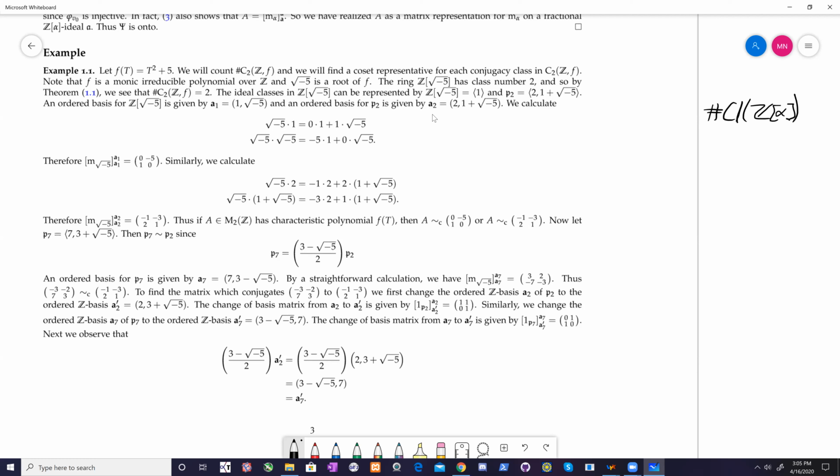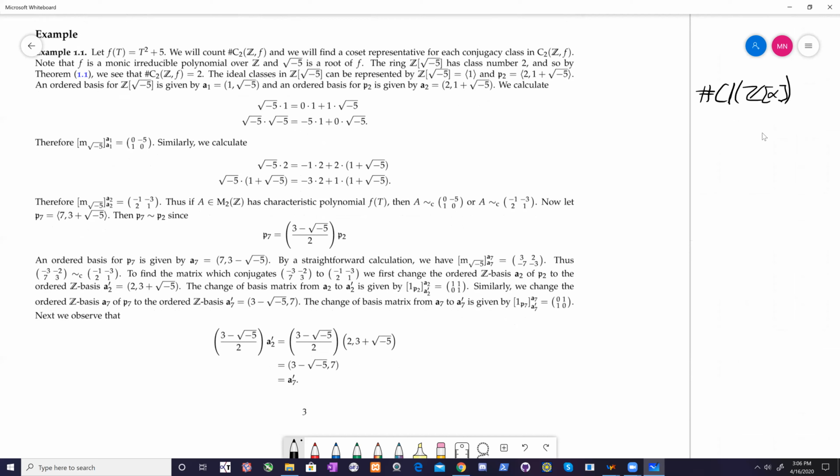And an ordered basis for P2 is given by this guy right here. Now, in general, an ordered basis for P2 will not be just 2, 1 plus square root negative 5. It does happen to be the case here. But usually you have to check that these are actually the ordered bases for these as a free Z module. But in this case, it's pretty clear. These are going to be the ones.